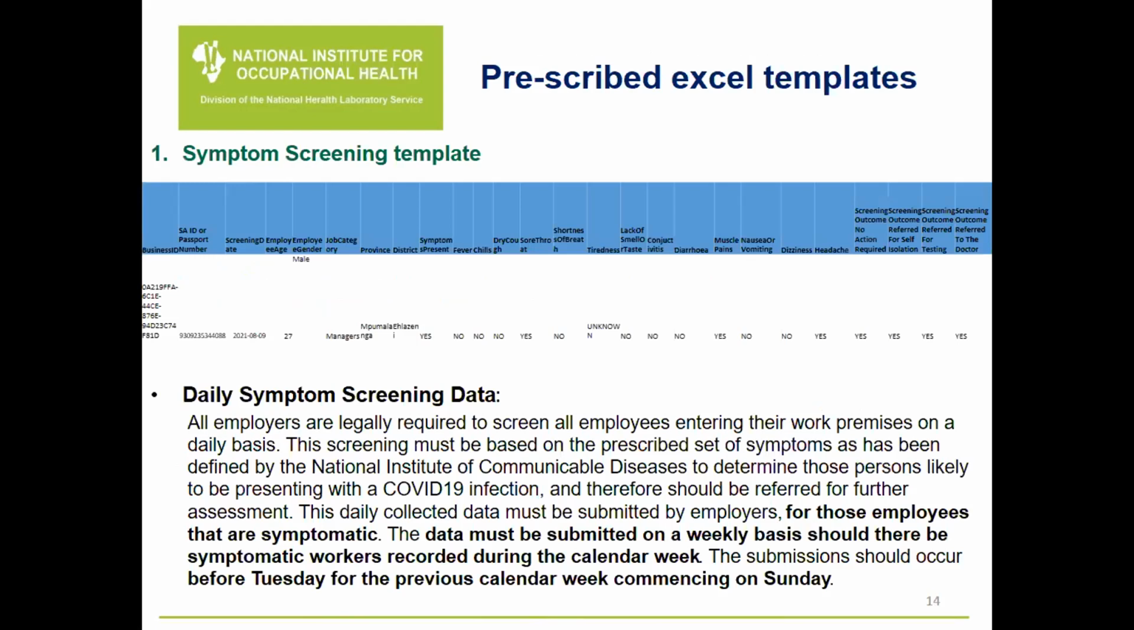So the first template that I'll be discussing is the symptom screening template. This is basically how it looks. The first column is the business ID, where we put in the business ID that was generated during registration. Please make sure that your business ID is correctly captured in the template. If it's not correctly captured, the system will reject it. The SA ID or passport number column is the second one.